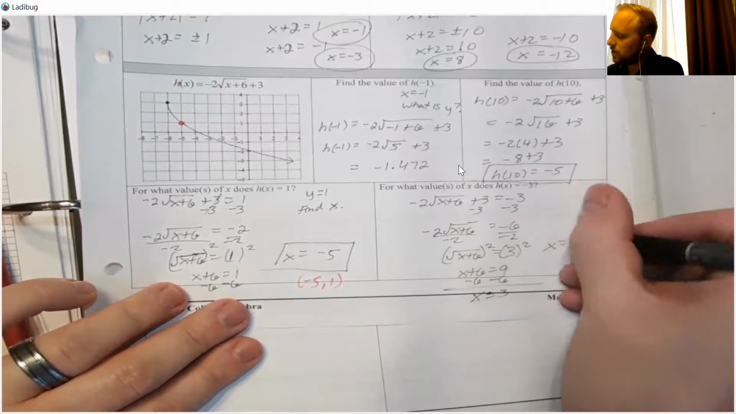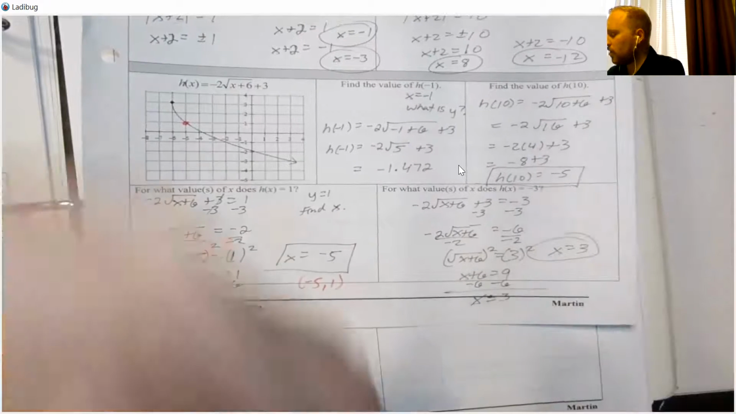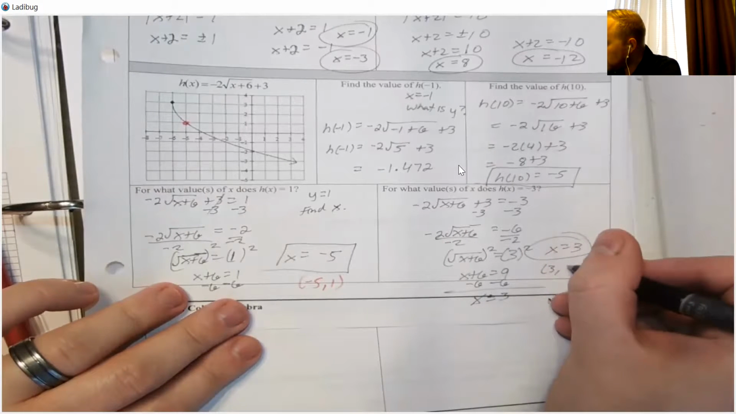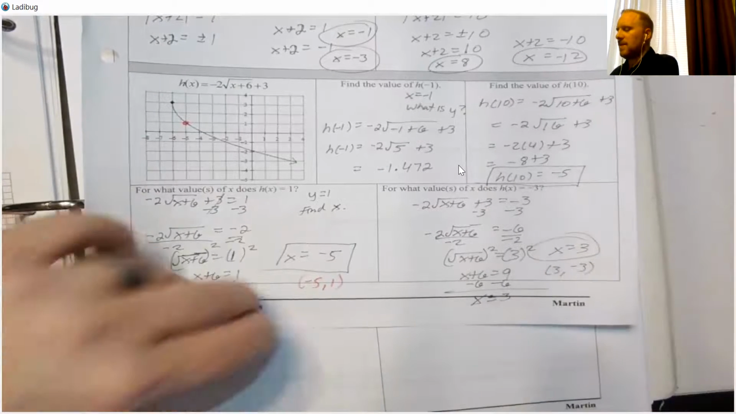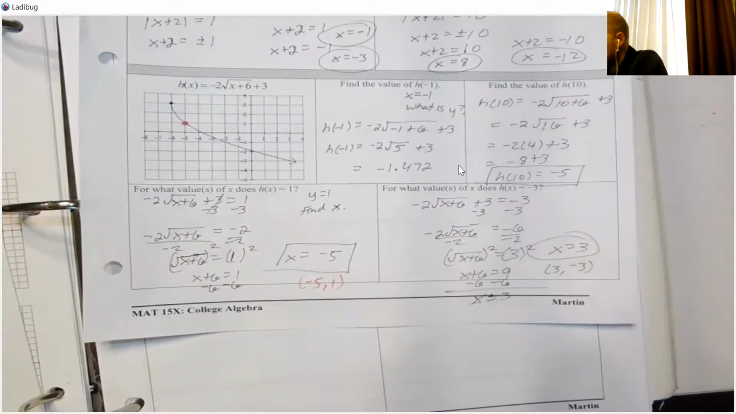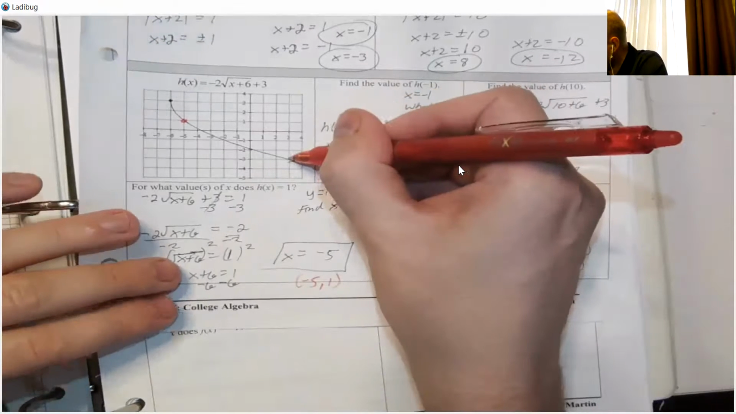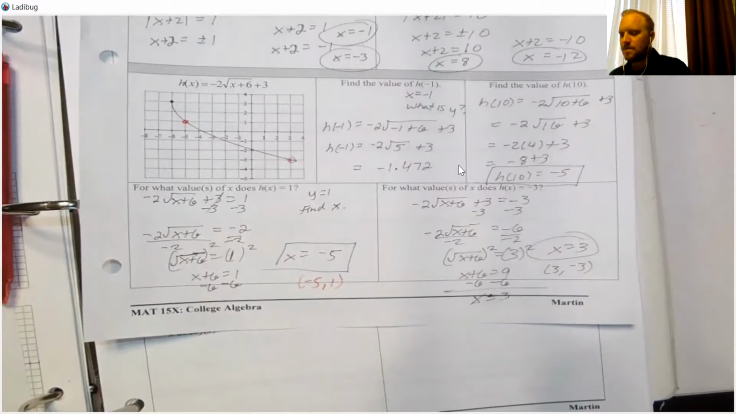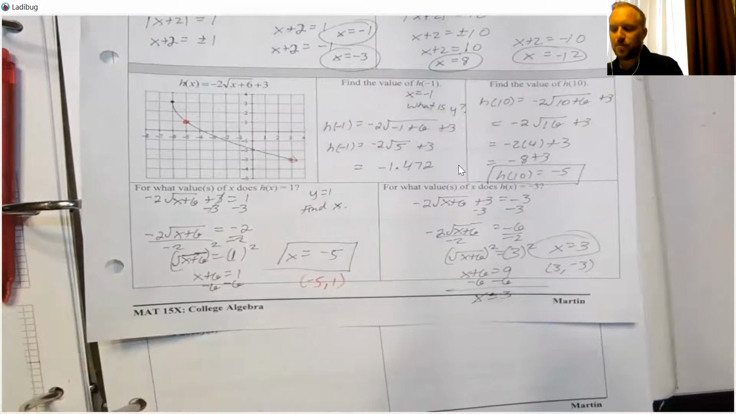So x equals 3. And we could check that on our graph. We know the point 3 comma negative 3. Let's see if that is on here. So here's 3 and negative 3 is located right there. Perfect. So that's how we could check using the graph. And that's it. That's how we compute involving function notation.